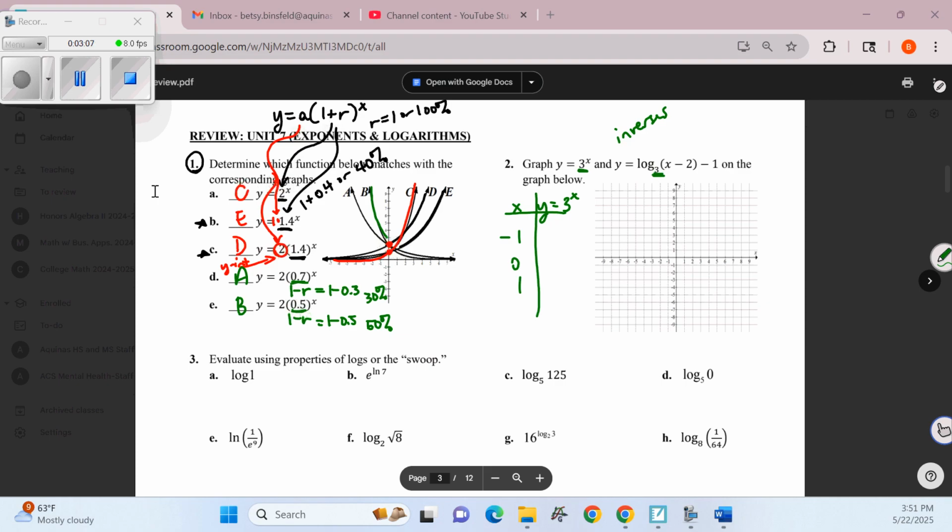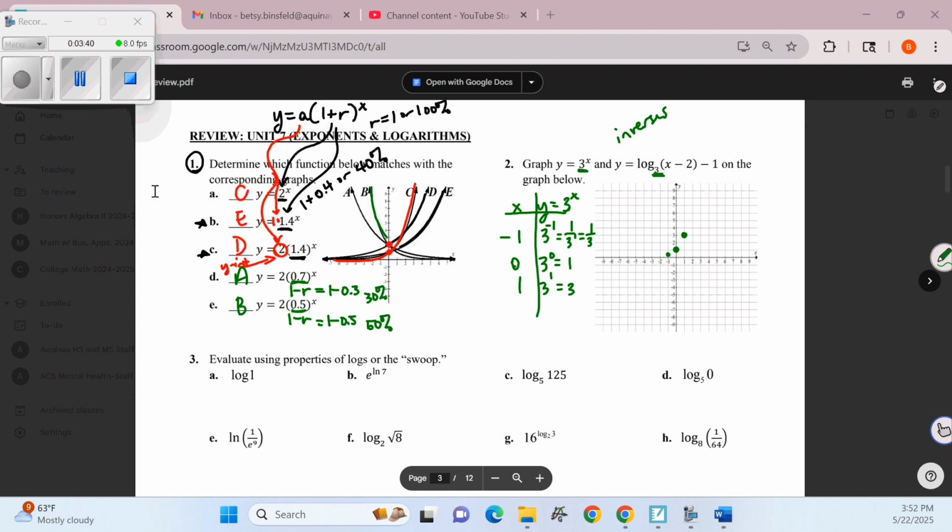So when I plug in -1 to x in 3 to the x, this would be 3 to the -1 power, which just flips it over the fraction bar, which is 1/3. So I could graph -1, up 1/3. If I plug in 3 to the 0 power, I simply get 1. So over 0, up 1 is an ordered pair on this graph. And when I plug in 1 for x, I get 3 to the first power, which is 3. So over 1, up 3.